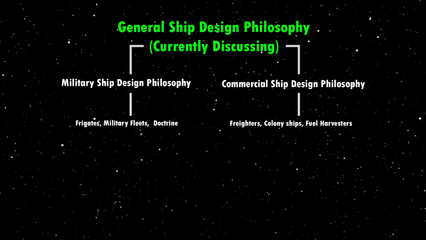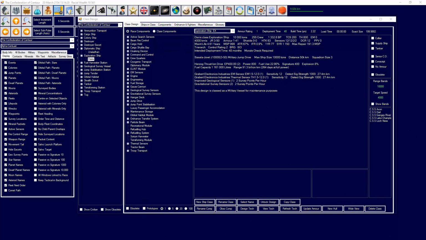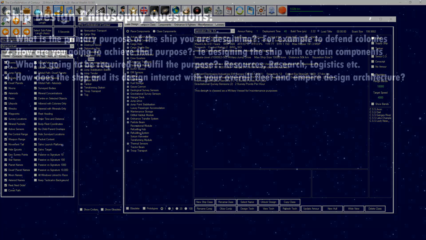So, what do I mean by ship design philosophy? Well, ship design philosophy is essentially the ideas you have behind designing a ship. These can be: why am I doing this? What do I need to do this? What is the purpose of this? And all of these other things. So on the screen, I'm going to put the 4 statements and questions I ask myself before I design a ship.